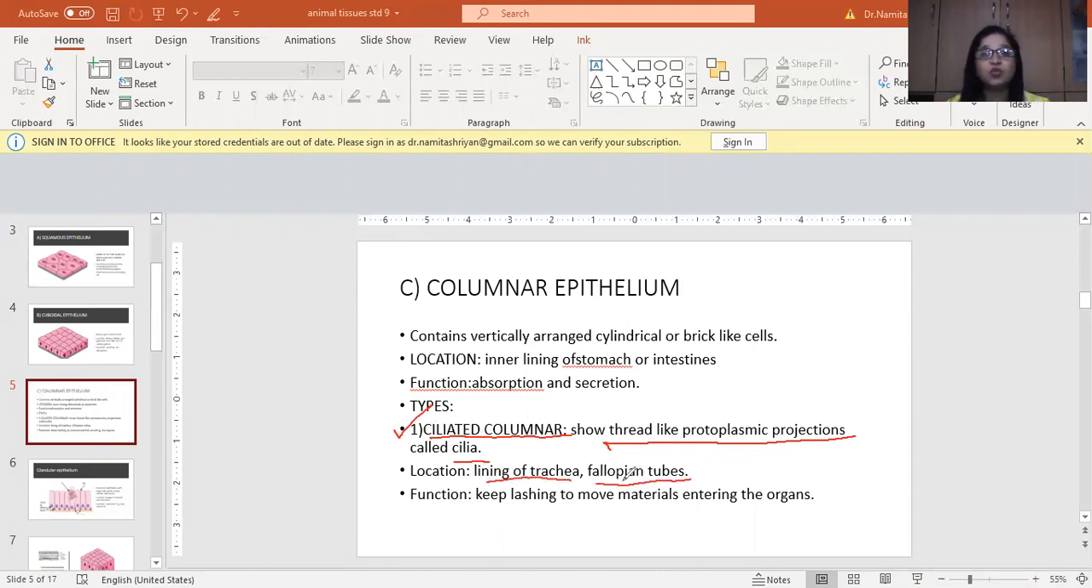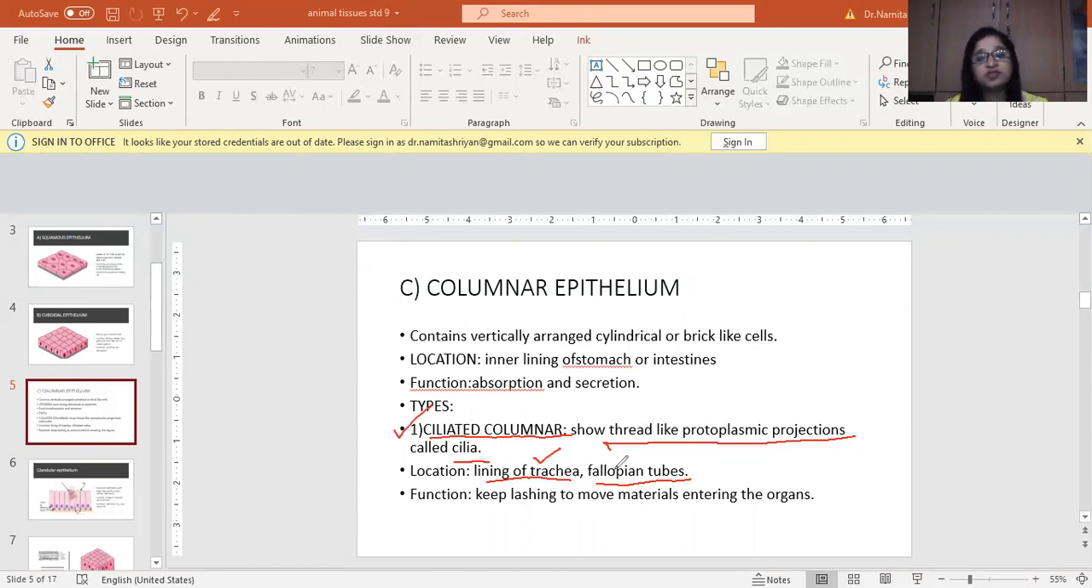So the function is that the whip-like movement or the swaying movement of the cilia helps in moving particles in a particular direction. So in our trachea, if there is any mucus or any foreign body present in the tracheal tube, or windpipe, the cilia of the ciliated columnar epithelium will move in one direction, generally in the upward direction, and try to remove that plug of mucus or that foreign body out, or dust particle too.